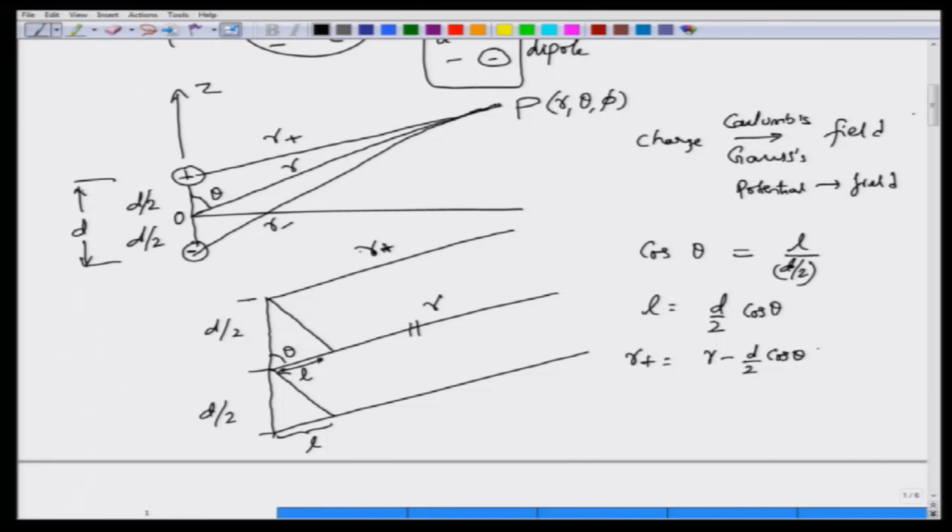r plus is less than r by a factor of d by 2 cos theta, and r minus is greater than r by a factor of d by 2 cos theta. Now, we can use all these relationships to find out what is the potential at the point r theta phi, and from there evaluate the electric field.